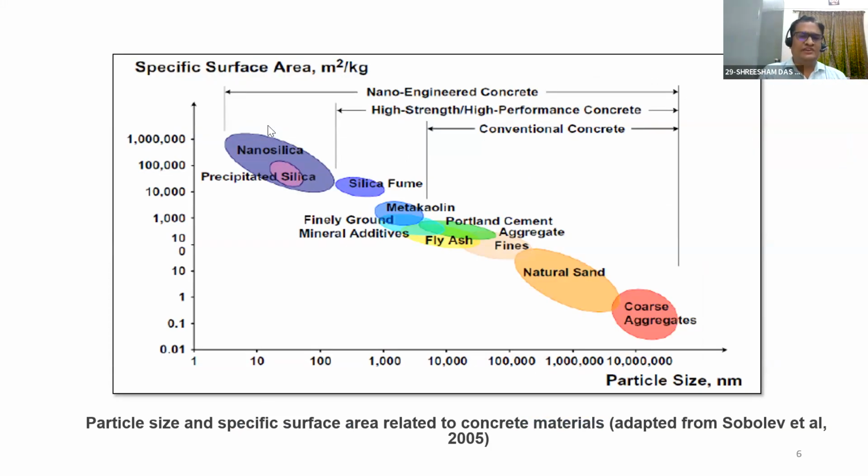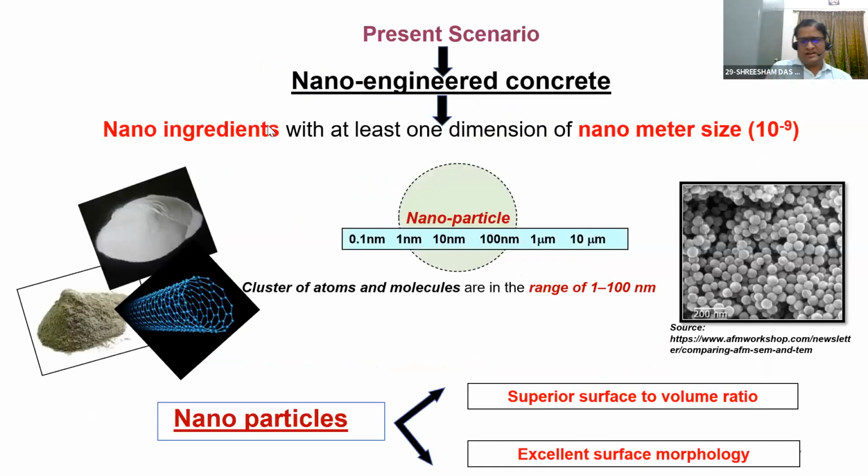The moment you keep adding smaller and smaller sizes, you are able to produce conventional concrete, then high strength or high performance concrete, and then nano engineered concrete. So what is nano engineered concrete? Well, it is nothing but nano ingredients with at least one dimension of nanometer size. So that is nano engineered concrete with respect to concrete science, and there are a lot of advantages.